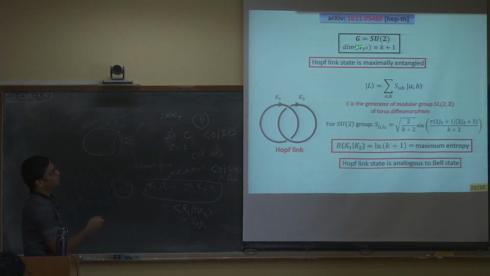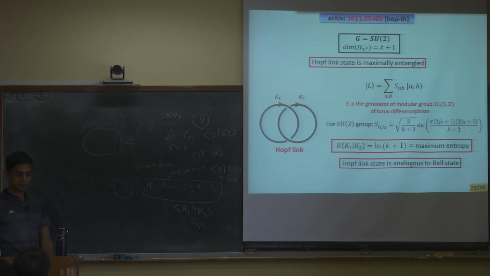If we take the SU(2) group, we know that the dimension of the Hilbert space is k+1. And for Hopf linking, the entropy comes out to be maximum, which is equal to the log of the dimension of the Hilbert space. So the Rayleigh entropy is independent of the Rayleigh index, and it comes out to be log of k+1, which is the maximum entropy.